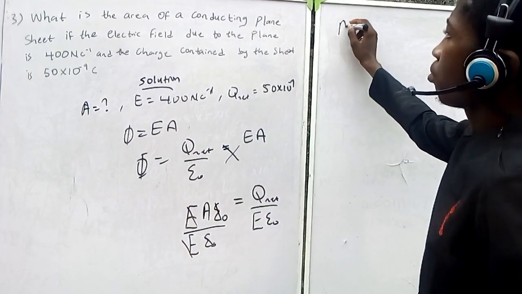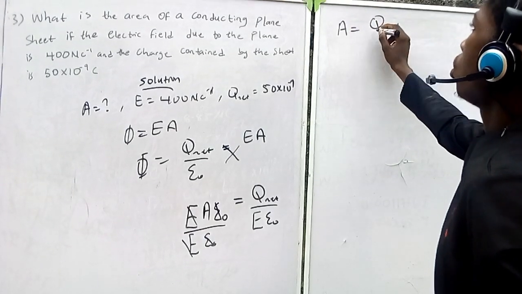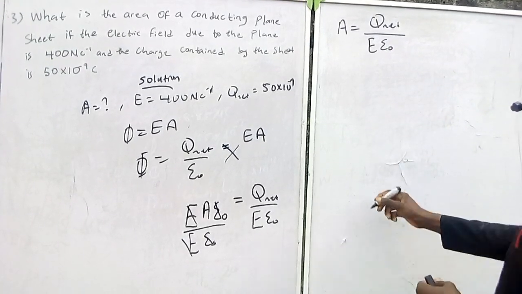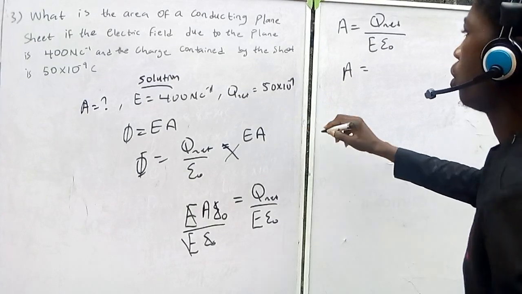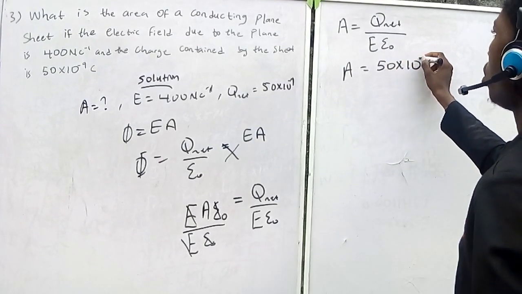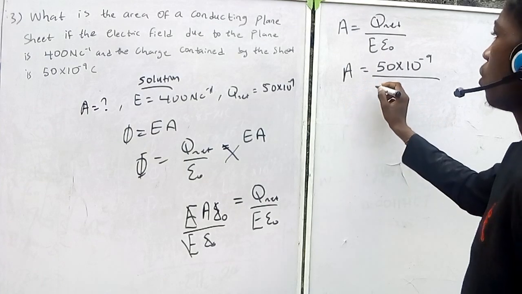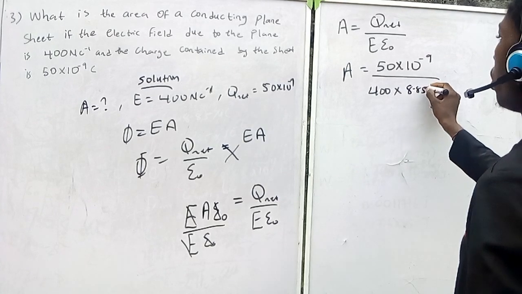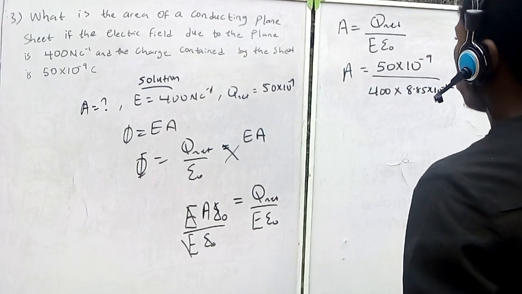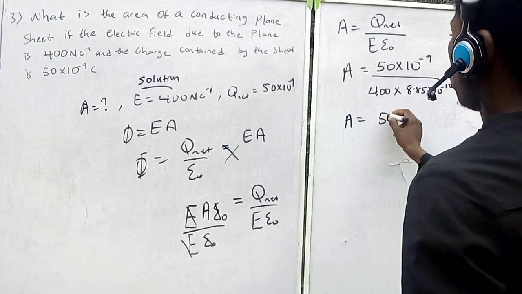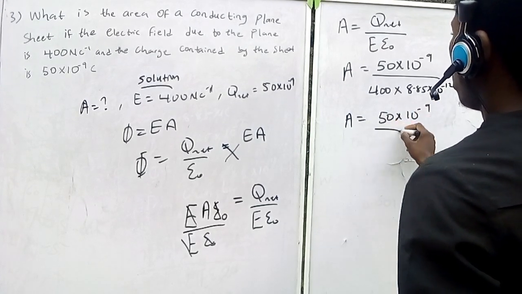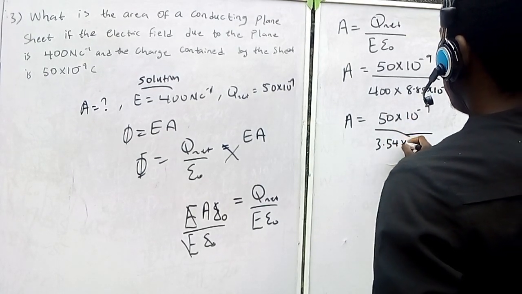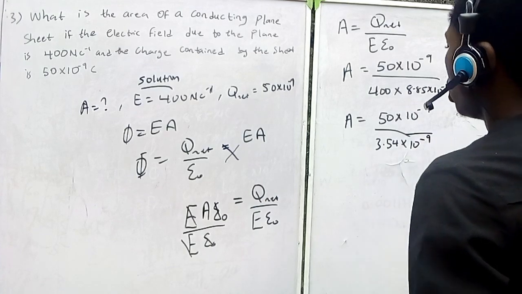Alright, so area equals net charge divided by what? Electric field times permittivity of what? Free space. So you input your values. What is the net charge? 50 times 10 to the power of -9, divided by the electric field 400 times the permittivity of free space, which is what? 8.85 times 10 to the power of negative 12, right? So our area will be equal to 50 times 10 to the power of negative 9, and 400 multiplied by this is approximately 3.54 times 10 to the power of negative 9 itself.